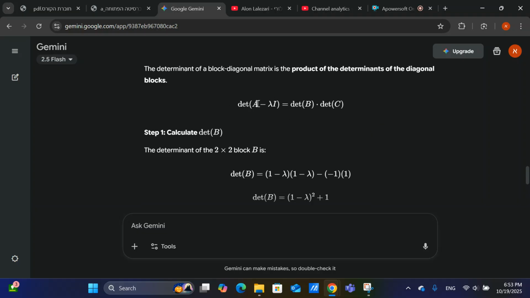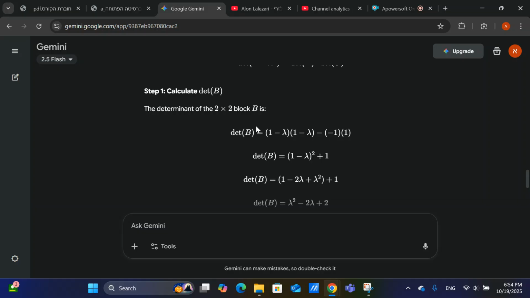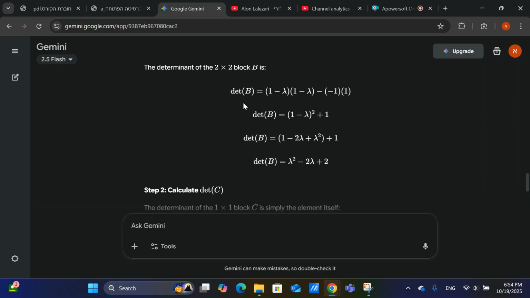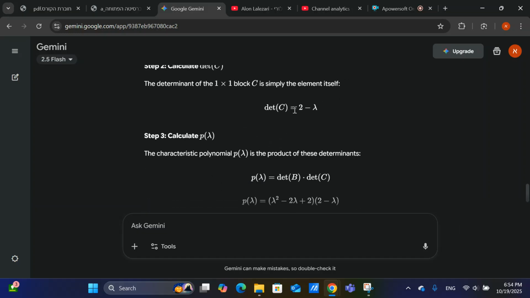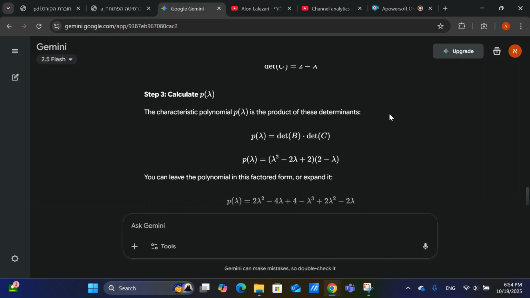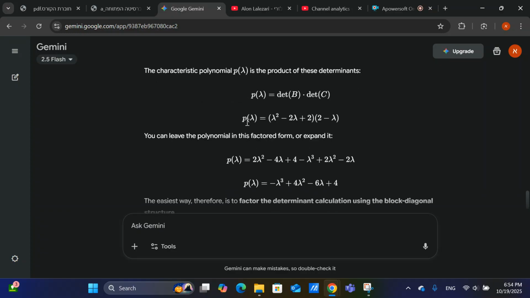So the determinant of this is just the determinant of the blocks multiplied. Let's calculate the determinant of each block. This is the determinant for B, as I did, and the determinant of C is right away a number. So here it is, the characteristic polynomial is just the multiplication of the determinants of the blocks of A minus lambda I. This is the characteristic polynomial. A very nice way to look at a matrix in the case of blocks.